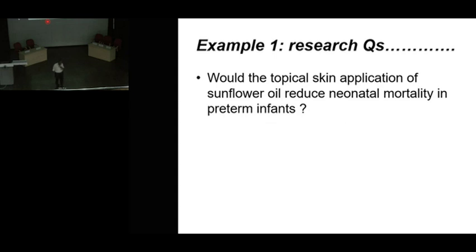Preterm is a huge range. It's like just saying adults. Adults range from 18 years to 100 plus. Everyone's an adult. So you have to get focused and say, what is the group you're interested in? So that's one. Now, what's the exposure here?